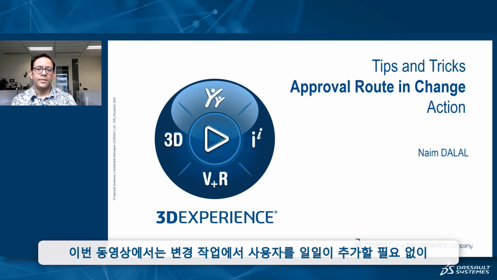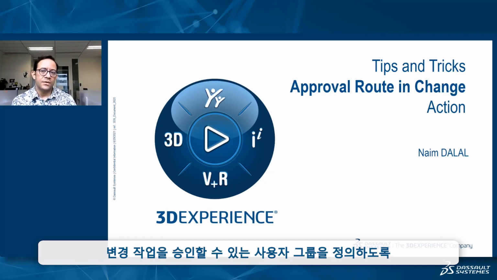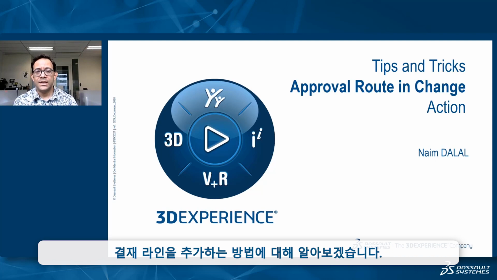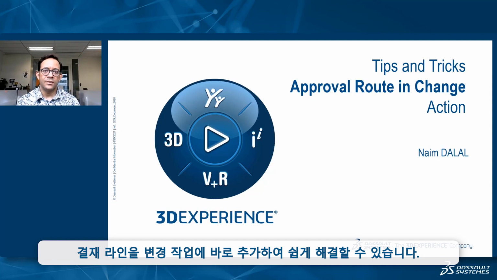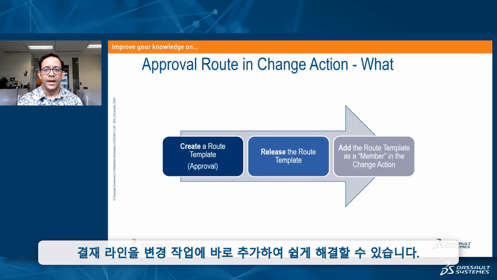So let's now talk about the way we can add a route in order to define a set of users who will be able to approve a change action without the need to add these users one by one inside the change action. So we solve this issue by simply adding a route directly into the change action as part of the members of the change action.